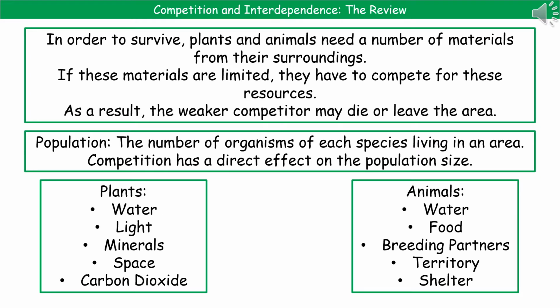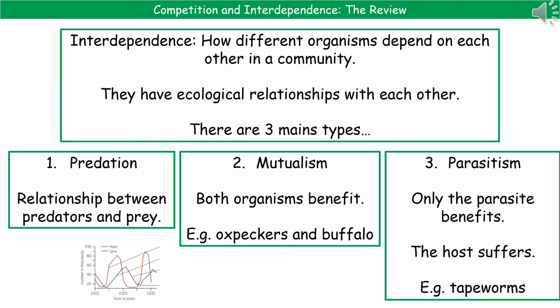When we use the word population, we're talking about the number of organisms of each species living in an area, and competition will have a direct effect on population size. So just remember that it's both plants and animals that are competing here. So plants will be competing for water, light, minerals, etc. And animals will be competing for food, water, breeding partners, etc. When we use the word interdependence, it's how different organisms depend on each other in a community.